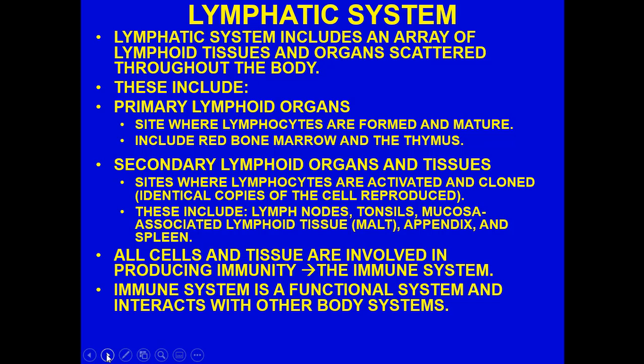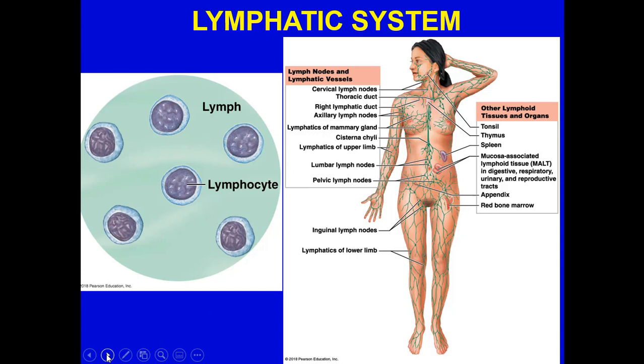These include lymph nodes, tonsils, mucosa-associated lymphoid tissue, which has the acronym MALT, appendix, and spleen. All cells and tissue involved in producing immunity are therefore called the immune system. This is a functional system that interacts with other body systems.